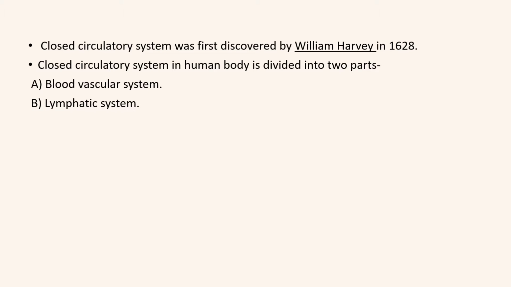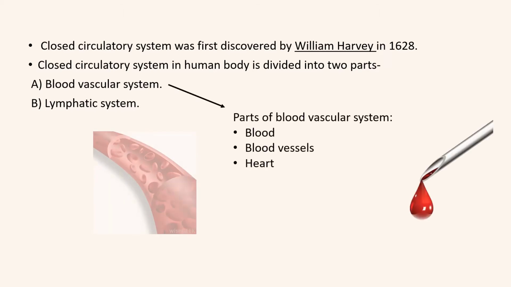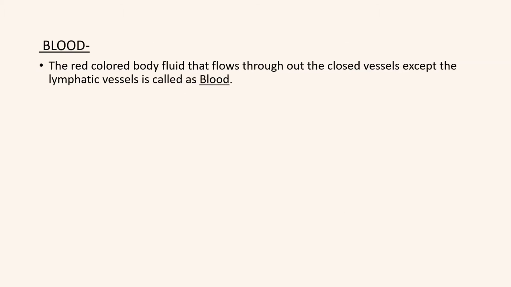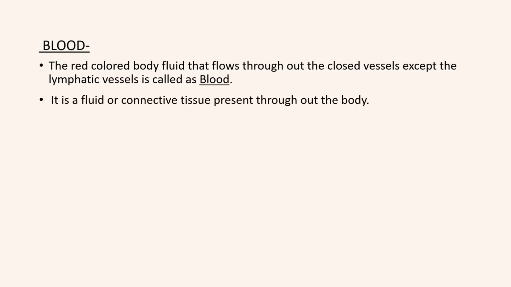The closed system in the human body is divided into two parts: the blood vascular system and the lymphatic system. The vascular system is further divided into blood vessels and heart. Blood. The red-colored body fluid that flows throughout the closed vessels, except the lymphatic vessels, is called blood. It is a fluid, or connective tissue, present throughout the body.